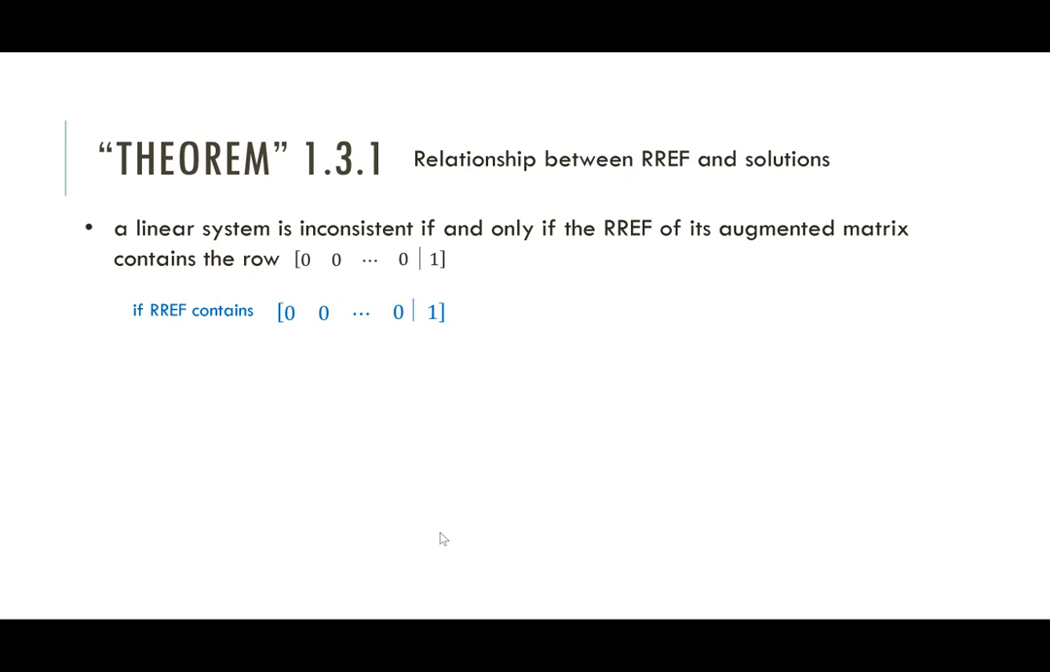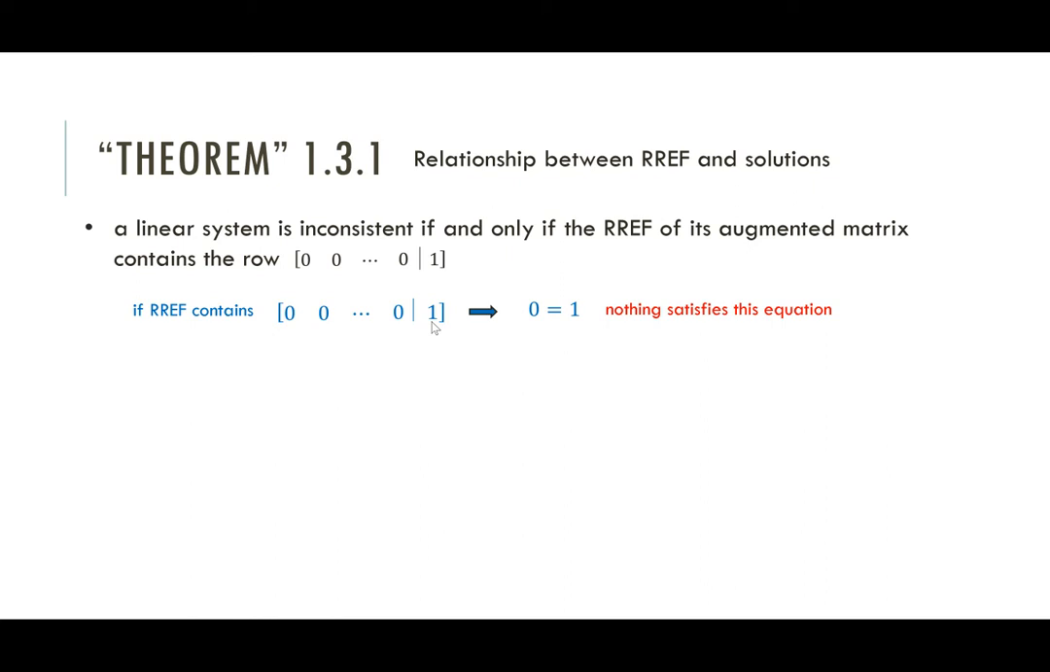So let's start with the idea: if the reduced row echelon form contains that row, then why does it have to be inconsistent? Well, if we translate that row back into an equation, what equation is it? Well, we have zeros on all of our coefficients left of the equal sign and 1 on the right. So that row corresponds to the equation 0 equals 1. And nothing satisfies this equation. So no matter what your original system was, to satisfy that original system, you'd have to satisfy this equation.